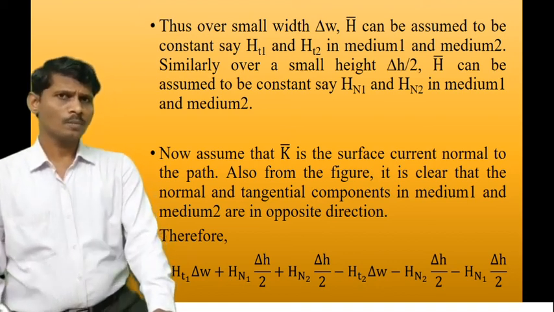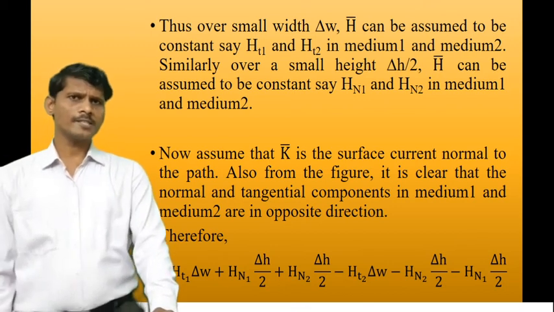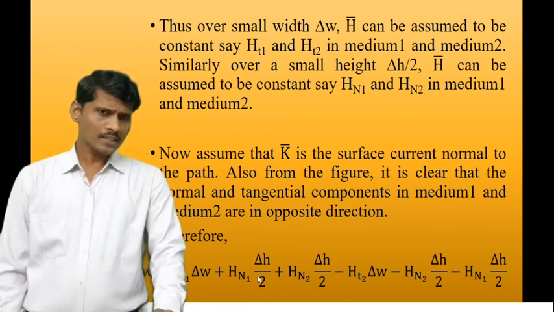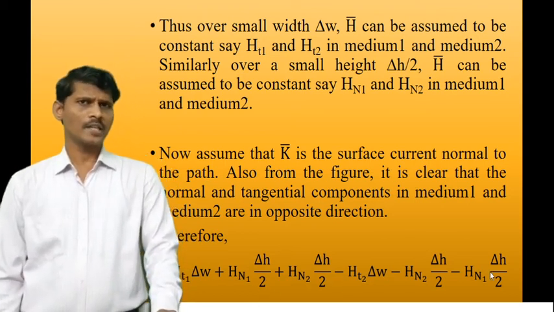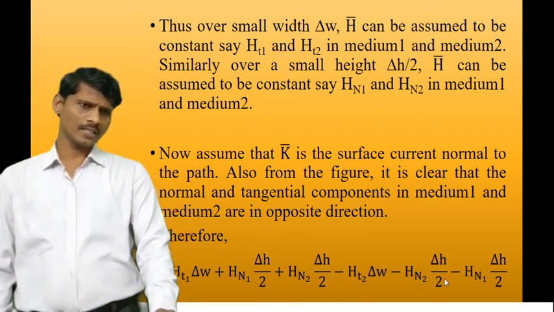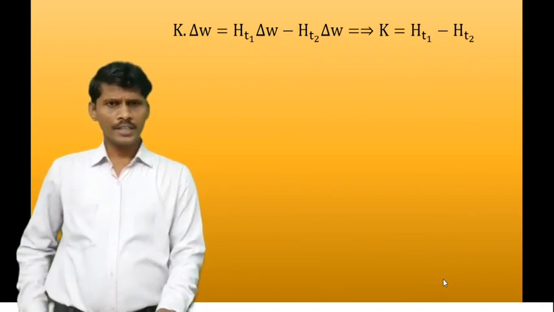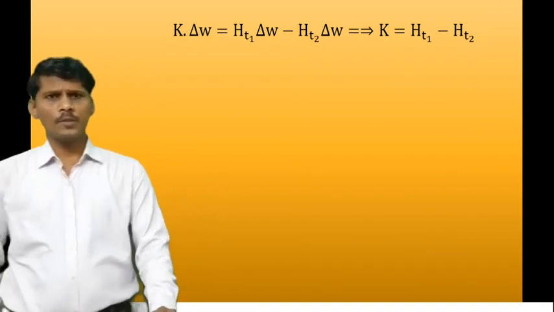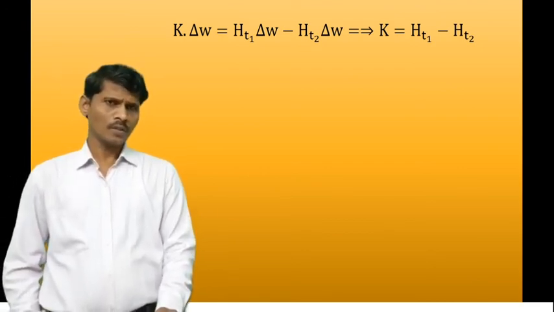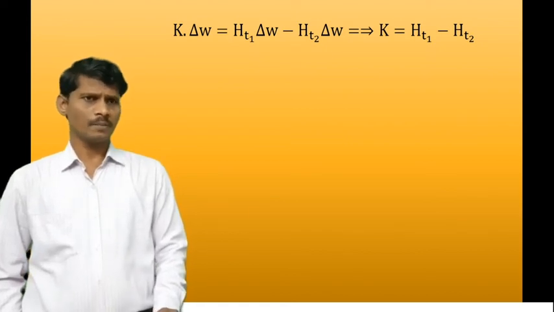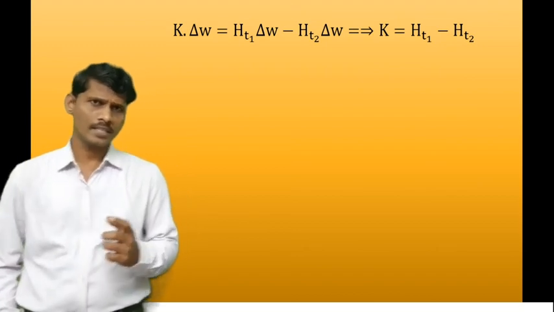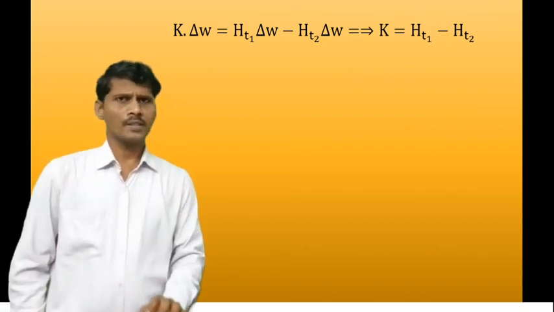And the current enclosed by the path is K into delta W. Now here, H normal 1 delta H by 2, minus H normal 1 delta H by 2, plus H normal 2 delta H by 2, minus H normal 2 delta H by 2 cancel. So the remaining expression is K delta W equal to H tangential 1 minus H tangential 2 into delta W. On both sides delta W cancels. The remaining expression, H tangential 1 minus H tangential 2, is equal to K. K is the magnitude of the surface current density.